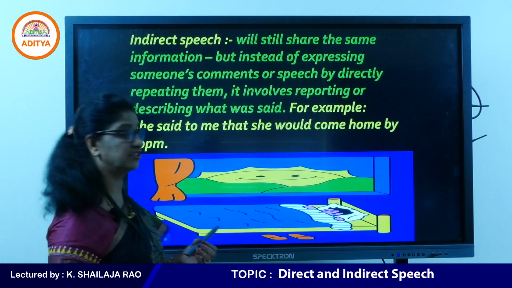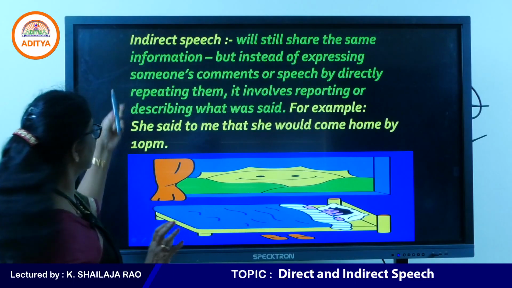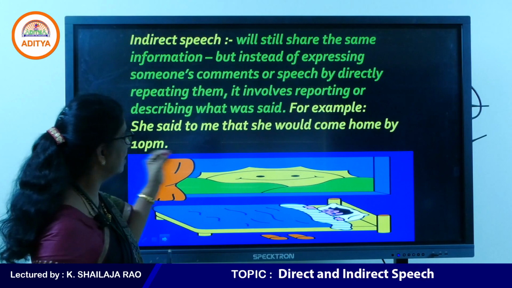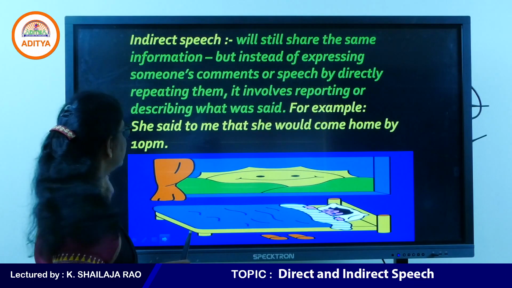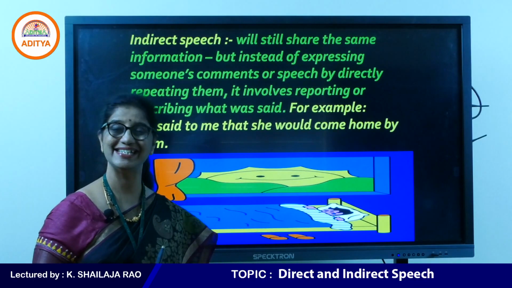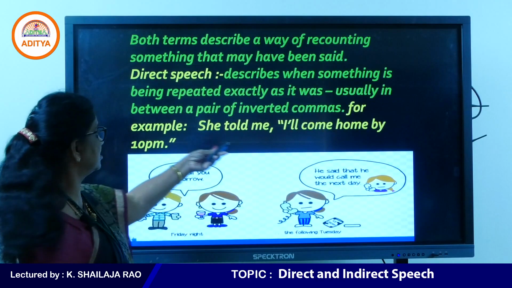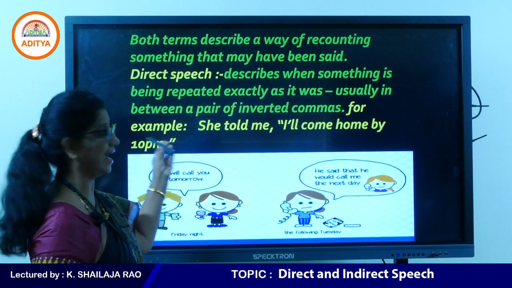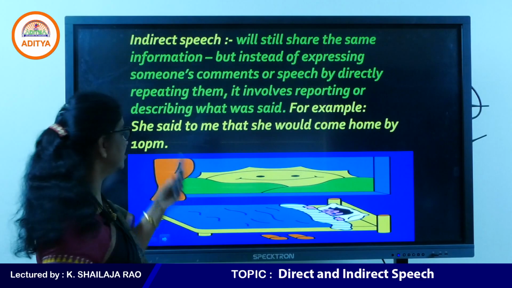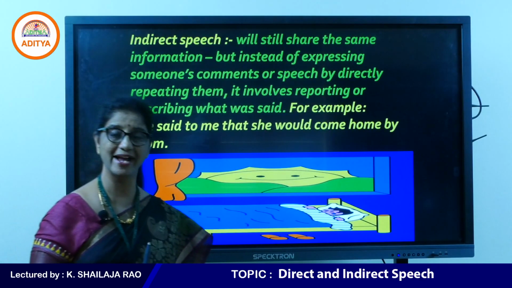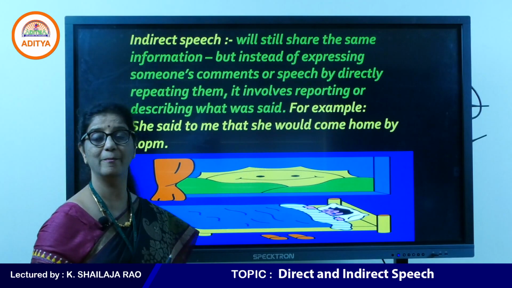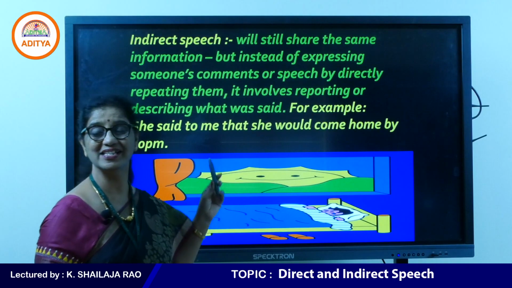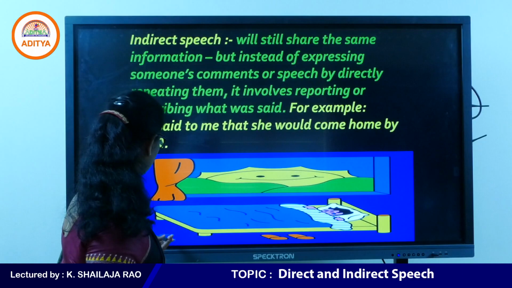So what is indirect speech? The same information is passed, but it involves reporting, describing what was said. For example, "She said to me that she would come home by 10 p.m." In the earlier slide we saw, "She told me, 'I'll come home by 10 p.m.'," right? That's exactly as it was told. But here she said to me that she would be coming home by 10 p.m., or that she would come home by 10 p.m. Did you notice there are no inverted commas? So this is reported speech or indirect speech.